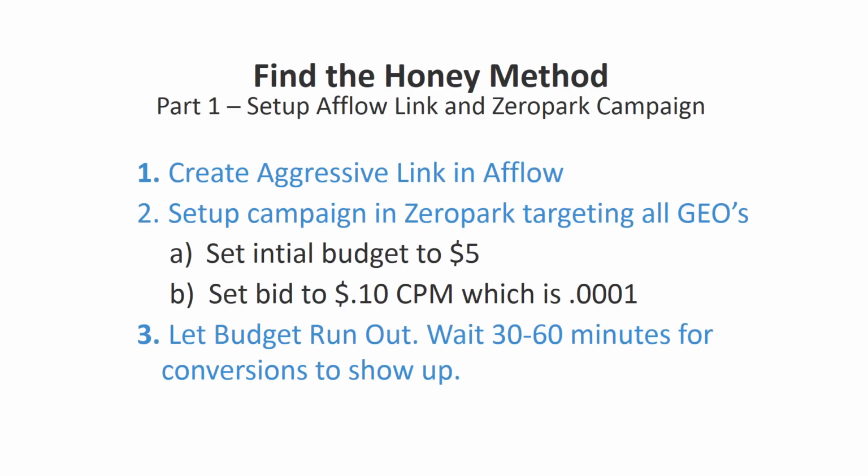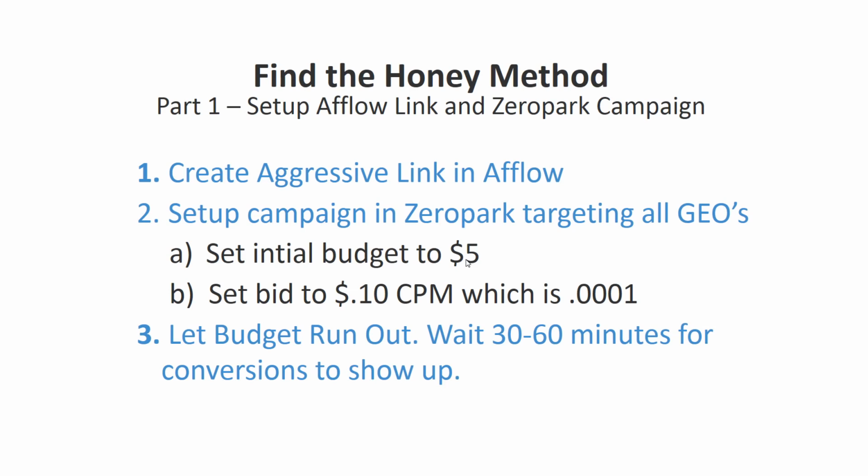So I put together just a quick slide to show you the process, what I like to call the find the honey method. Part one is just setting up your initial Afflow link and setting up your initial global Zeropark campaign, which I can run through in just a moment and show you the general way to set that up. What you want to do is make sure you create an aggressive link in Afflow, set up the campaign in Zeropark, targeting all the geos, set your initial budget to only $5. The reason why is because you're targeting all the geos, you're going to get a tremendous amount of traffic, and it's going to blow through that $5 very quickly.